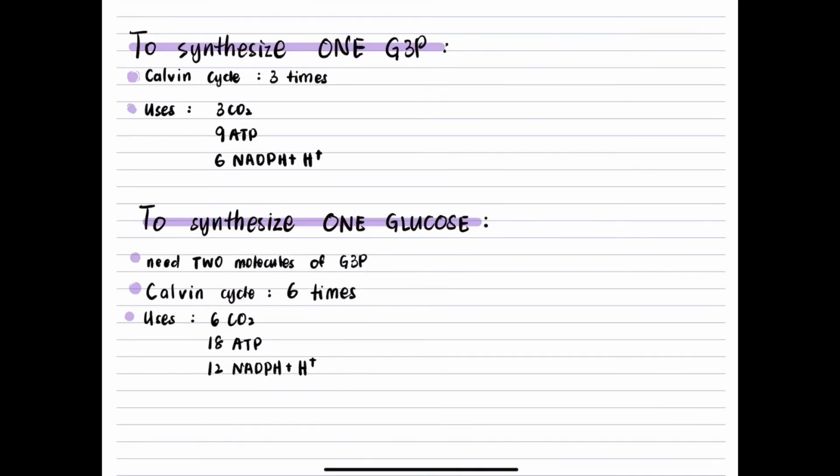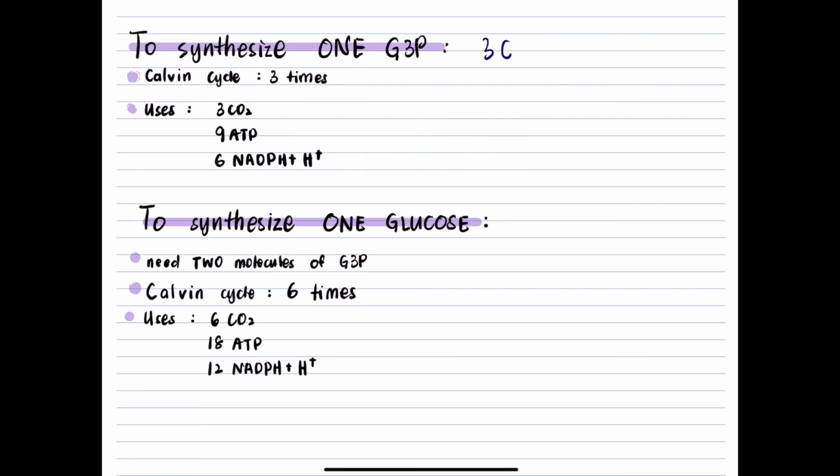In conclusion, to synthesize 1 G3P, a 3-carbon molecule, it will take 3 times or 3 turns of Calvin cycle. We will need to fix 3 CO2, 9 ATP for phosphorylation, and 6 NADPH for reduction.